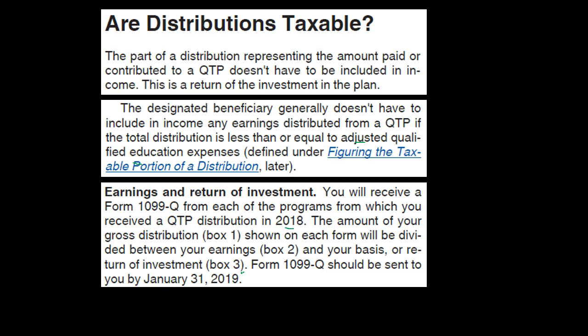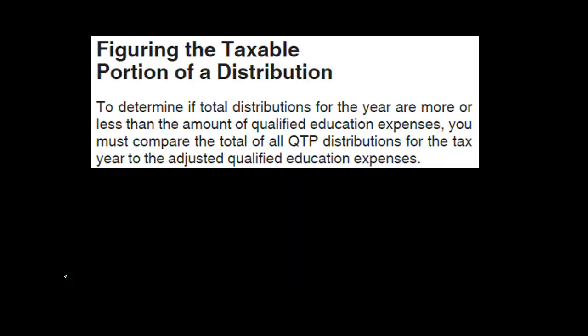Form 1099-Q should be sent to you by January 31st. So at the end of the tax year, it should be in the first month following the end of the tax year. If you don't get it by that time and you have questions about it, contact whoever you got to contact that's dealing with your QTP plan about it.